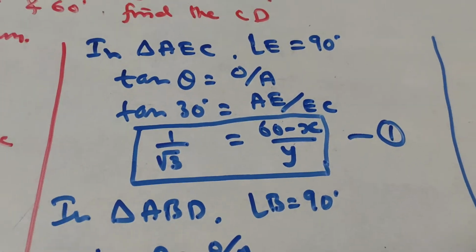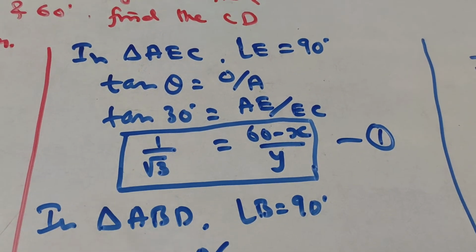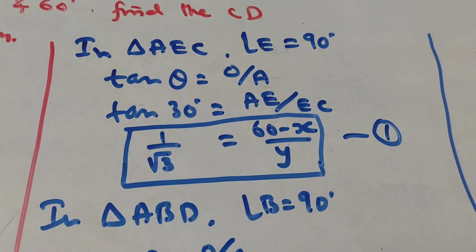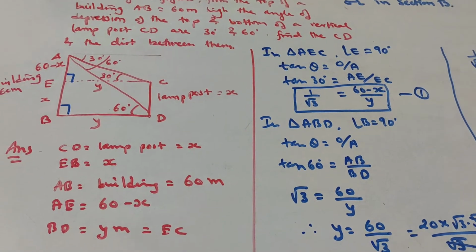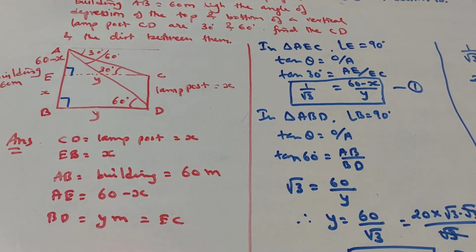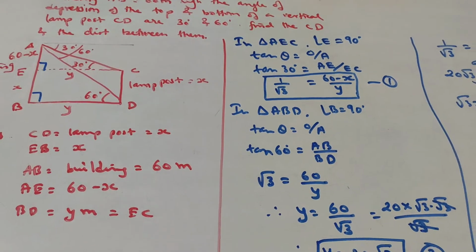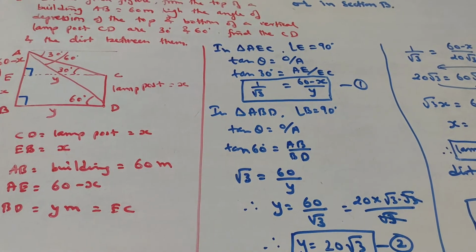So here it goes. In triangle AEC, where E is 90 degree, tan theta is equal to O upon A, that is opposite upon adjacent. Tan 30 is equal to AE upon EC. Tan 30 means 1 upon root 3 is equal to AE, which is 60 minus x. So 1 upon root 3 is equal to 60 minus x upon y. That is our equation number 1.